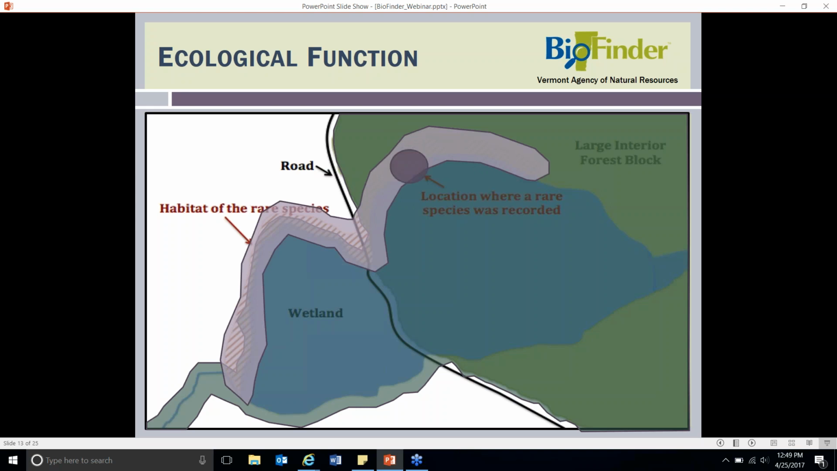There's also the location where that rare species was recorded. That's proof we have that there was a rare species there. There's something special about that spot too. Let's also look at this place where wildlife are going to be crossing back and forth across the road, because if we want them to continue moving across the landscape, we need to make sure that that crossing continues.